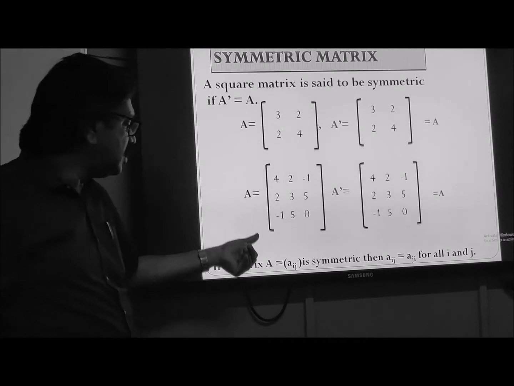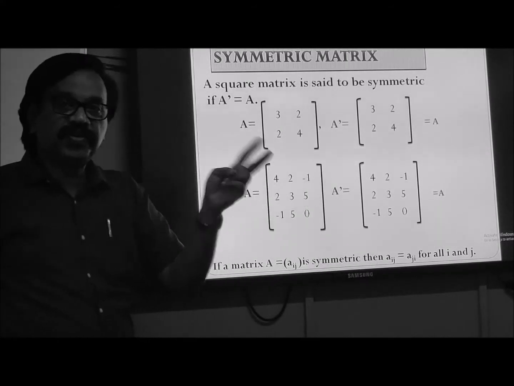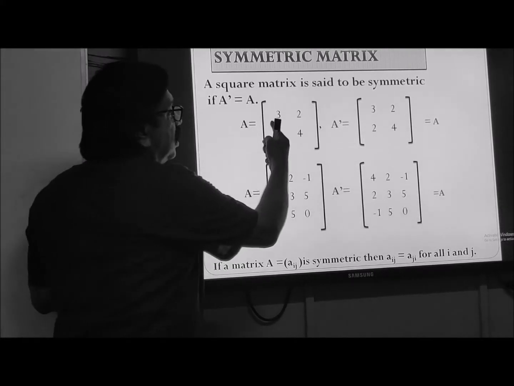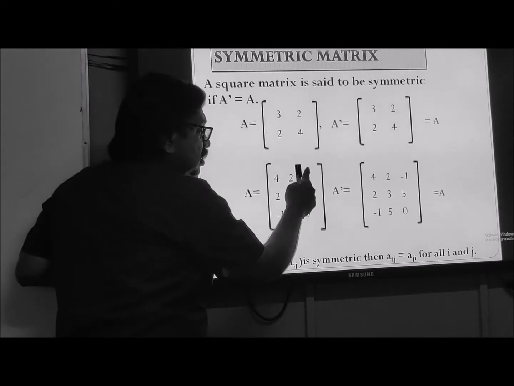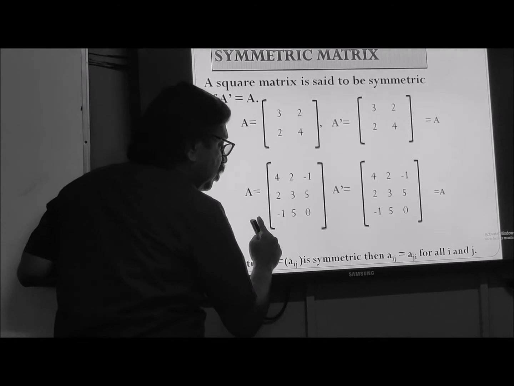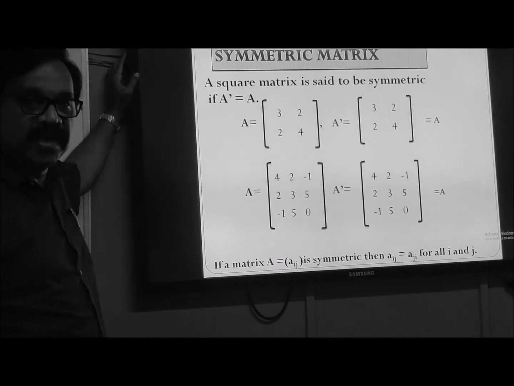A matrix Aij is symmetric only if Aij equal to Aji. It means A21, second row, first element, will be same as first row, second element. The third element of the first row will be same as the first element of the third row. Then only the matrix can be symmetric.